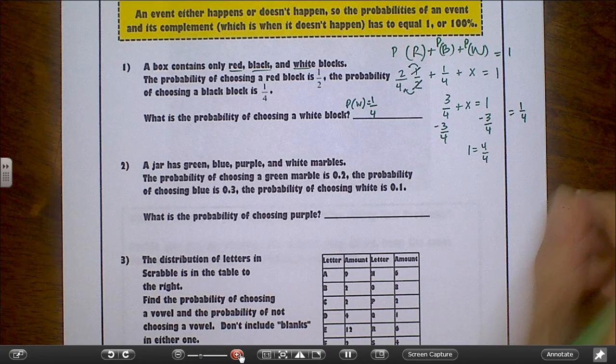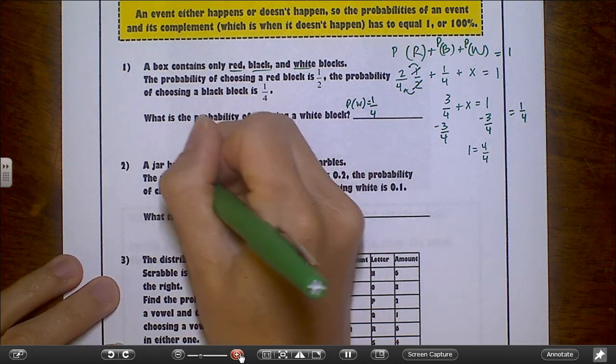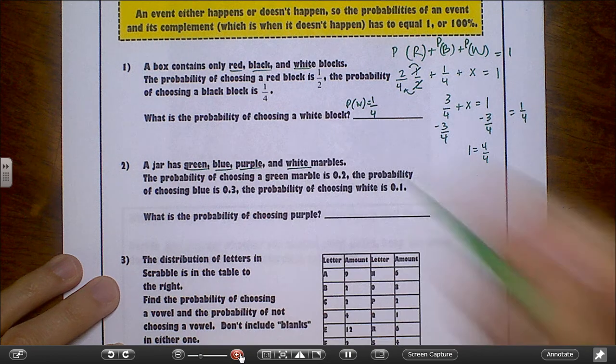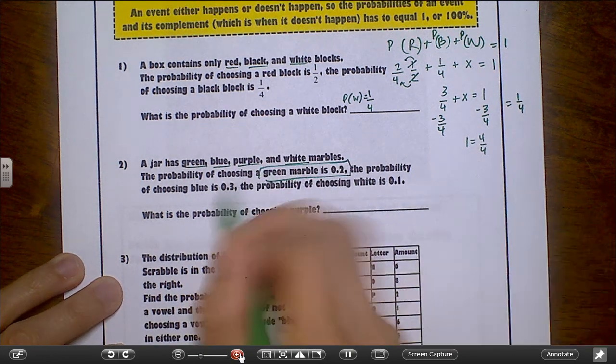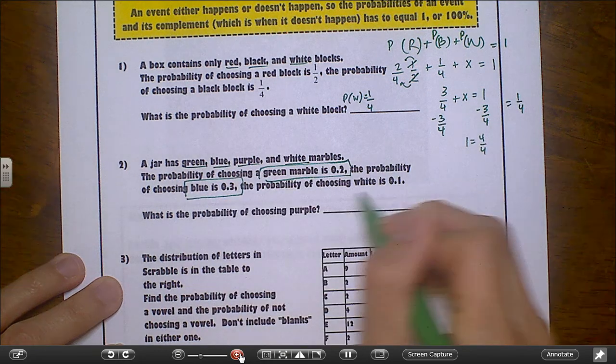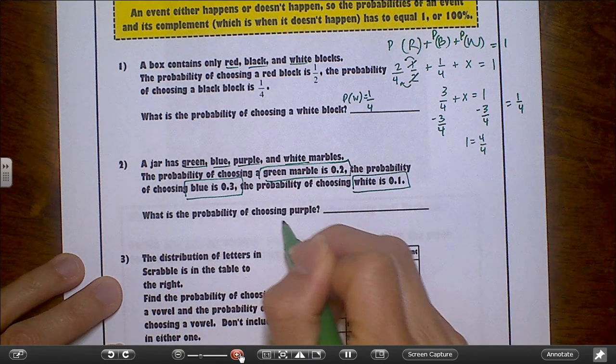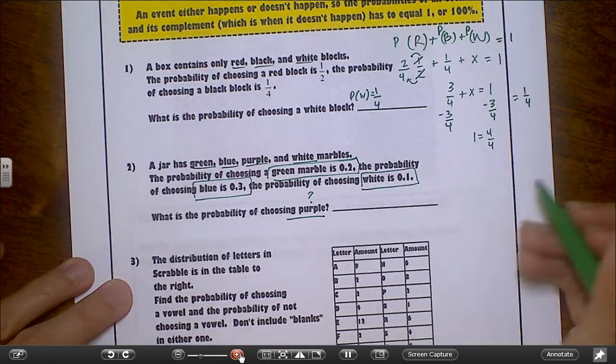All right, number 2. A jar has green, blue, purple, and white marbles. Probability of green is 0.2. Probability of blue is 0.3. Probability of white is 0.1. What is the probability of purple?